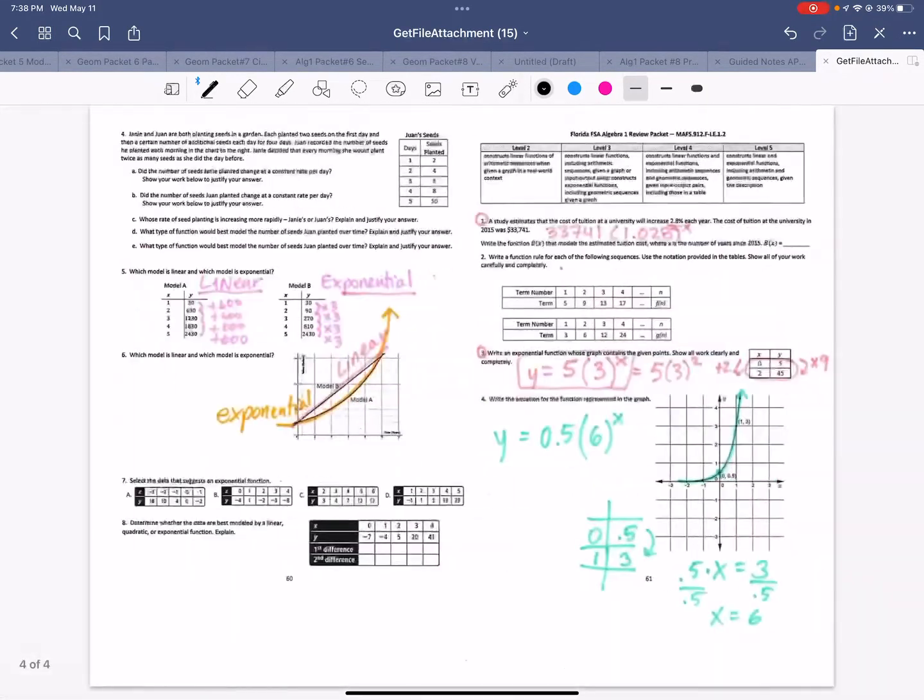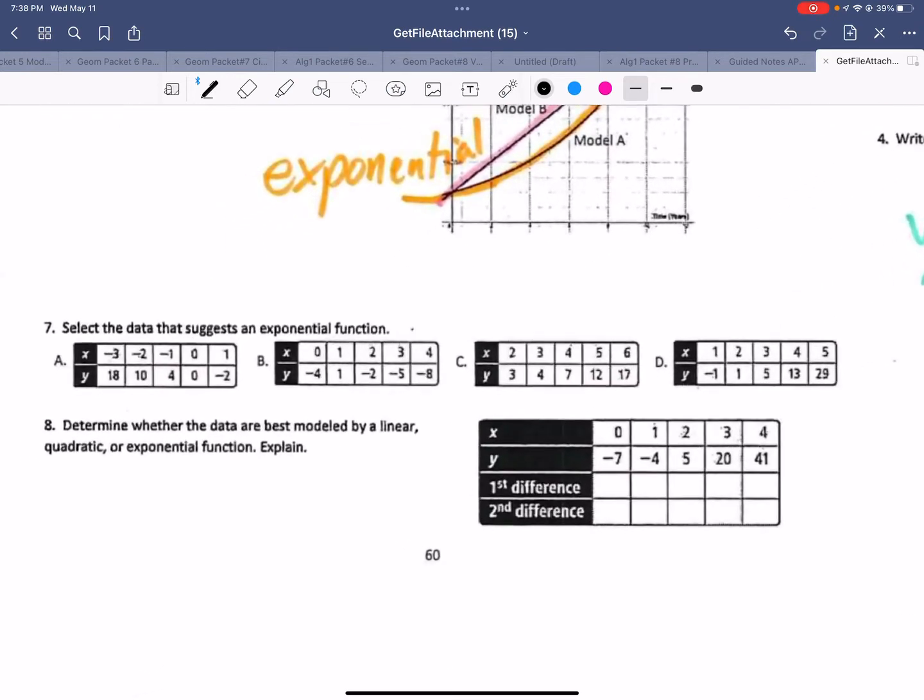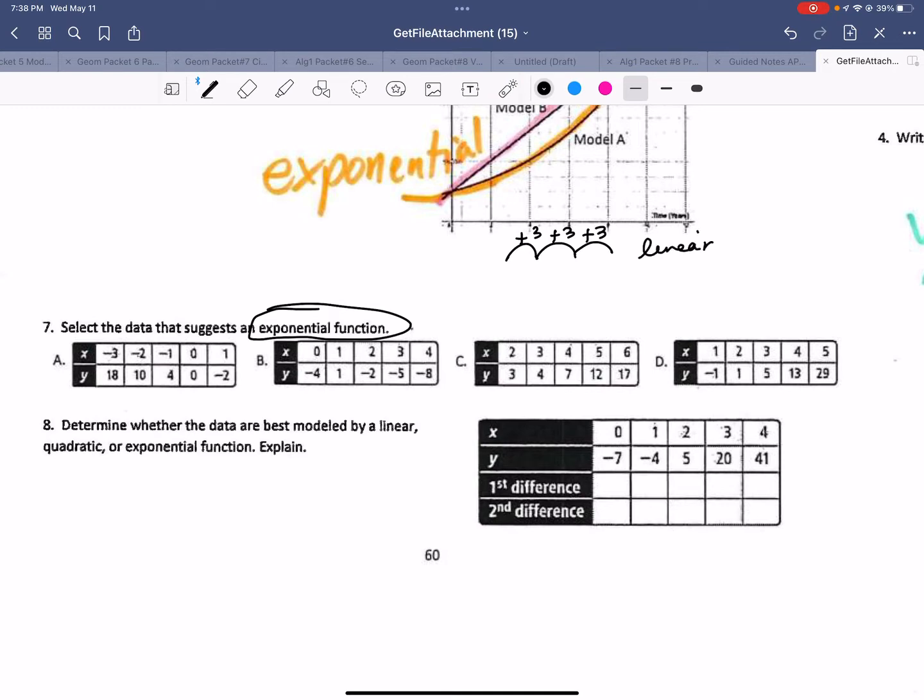Okay, now let's look at our last page. There's a couple questions we could pick here. Which equations suggest exponential? So again, we mentioned this. It's when instead of it going up 3, up 3, up 3 by adding, that would be linear. We would look for something where it's multiplied by 3 each time.